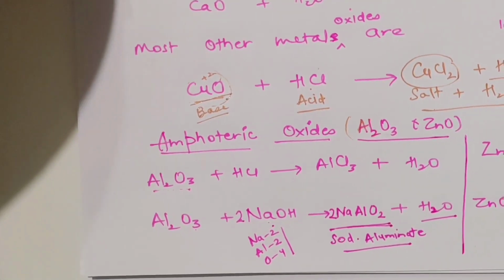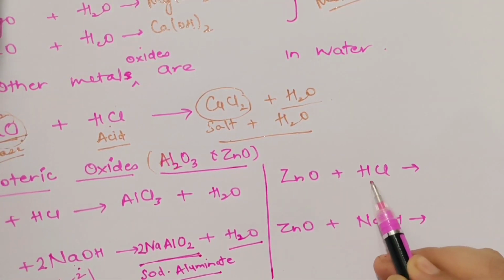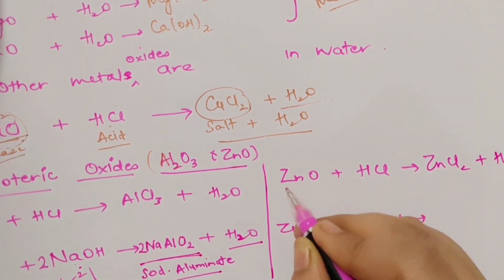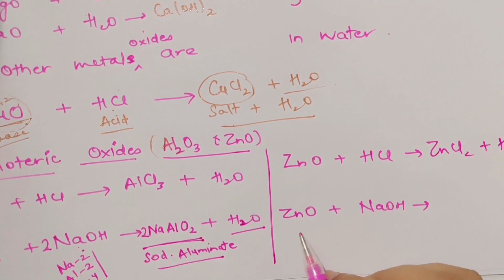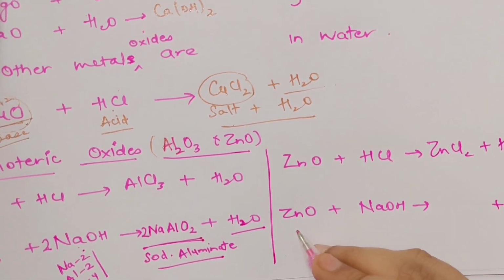Next up is the other amphoteric oxide, zinc oxide. When it reacts with HCl, it forms zinc chloride and water, proving that it's basic. It also reacts with NaOH to give a salt and water, proving that it's also acidic.